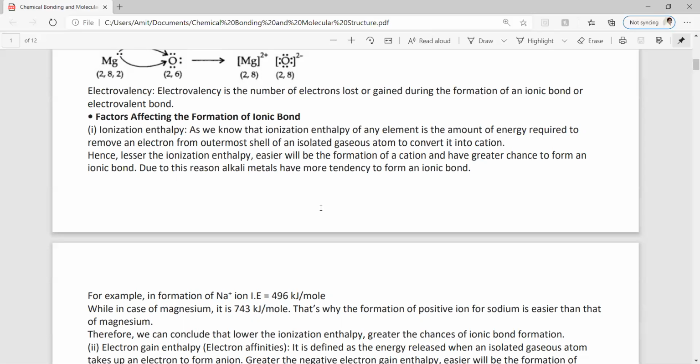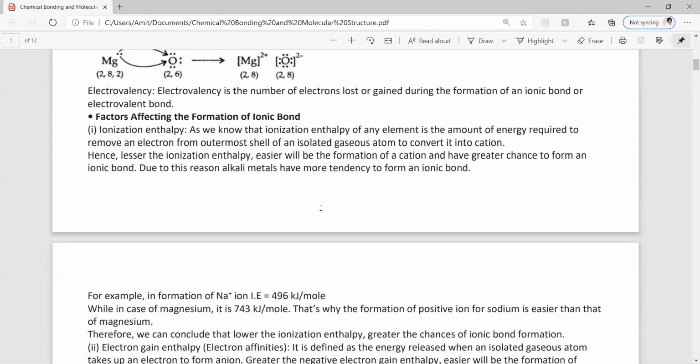For example, in formation of sodium ion, the ionization enthalpy is 496 kilojoules per mole, while in case of magnesium it is 743 kilojoules per mole. That's why the formation of positive ion for sodium is easier than that of magnesium. Therefore, we can conclude that lower the ionization enthalpy, greater the chances of ionic bond formation.